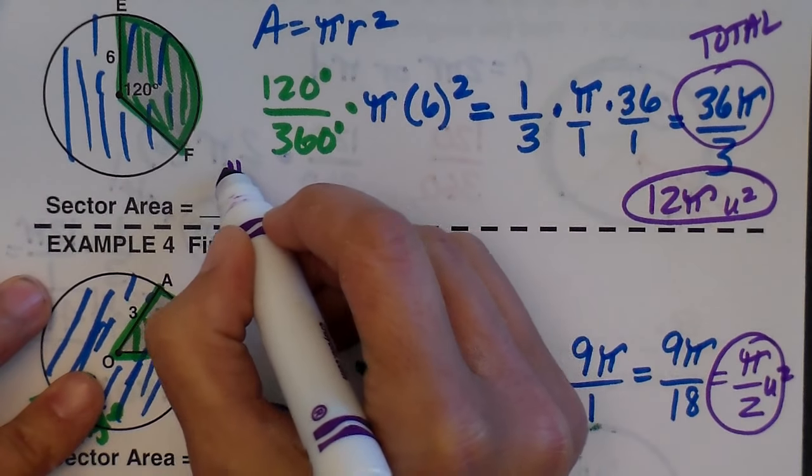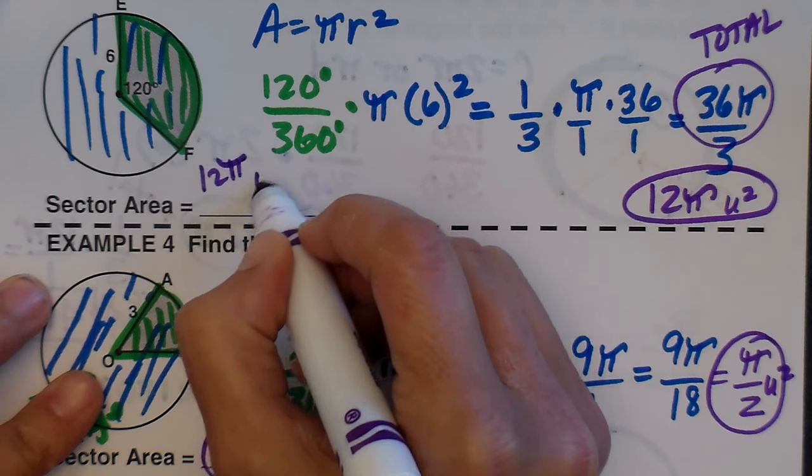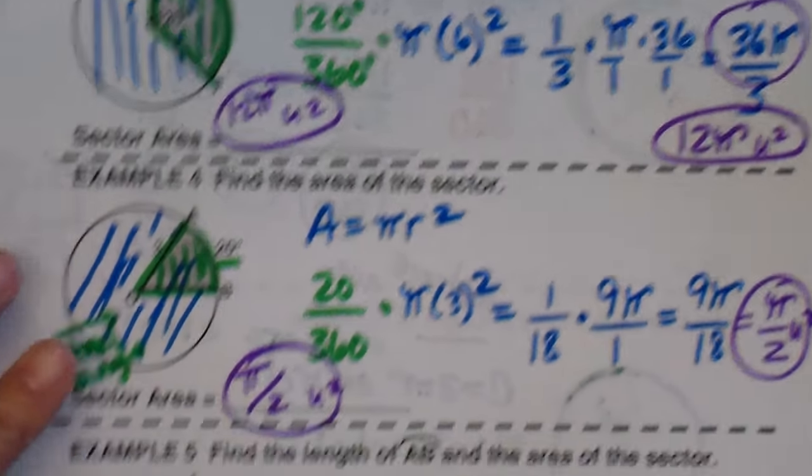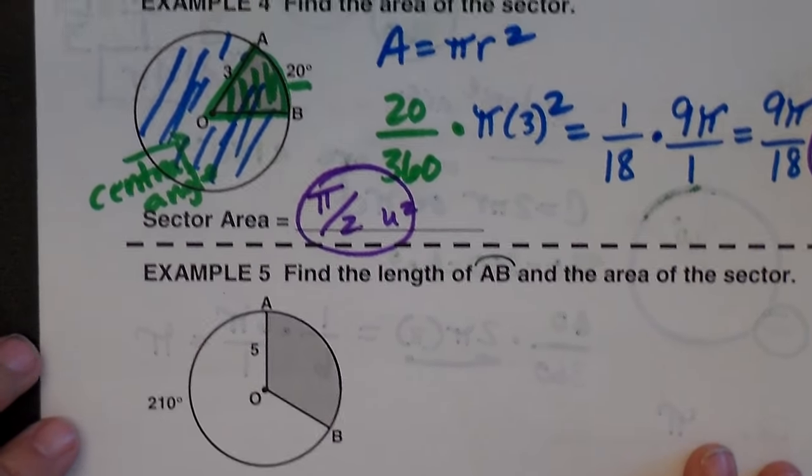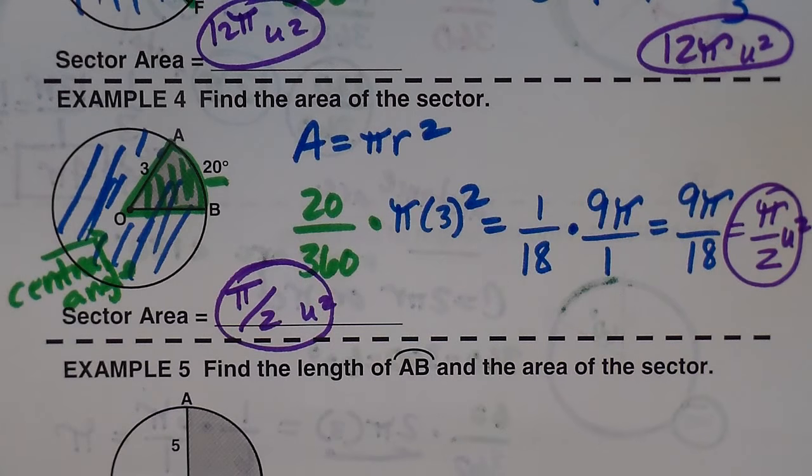Here it's 12 pi units squared. I didn't write it in the right spot. But that's how you find the sector area of a circle. You're just finding a slice of it.